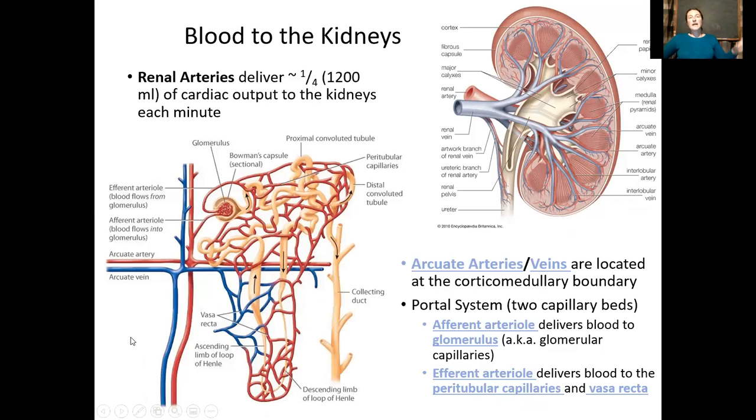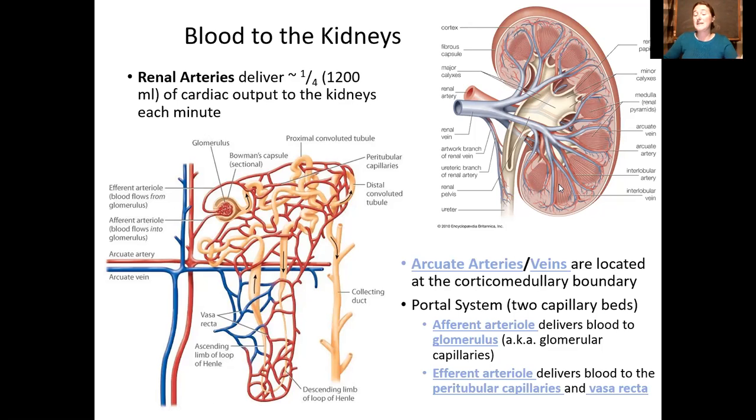So again, the kidney's main job is to regulate what is within the blood. And so how much blood are the kidneys getting? Well, the renal arteries, which we talked about long ago, weeks, months ago at this point, deliver about a quarter of the cardiac output to the kidneys every single minute. So every 4 minutes, you are filtering the entire volume of your blood. So the kidneys are super important and super active in this process.